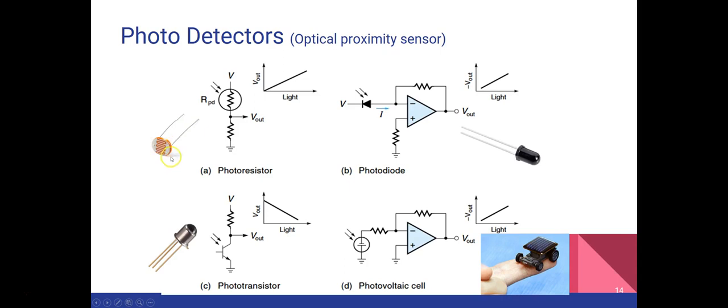it is made up of a cadmium sulfide material, which has the property that its resistance decreases when the light level is increased. The next is the photodiode, and this is the circuit of the photodiode. Here it shows the relationship between the output voltage and the light, and you can see it is again linear, similar to the photoresistor. And this is the real picture of a photodiode.